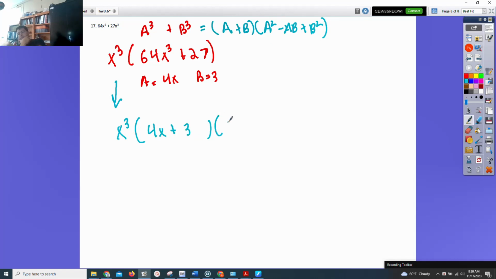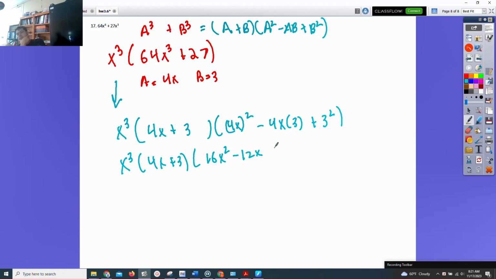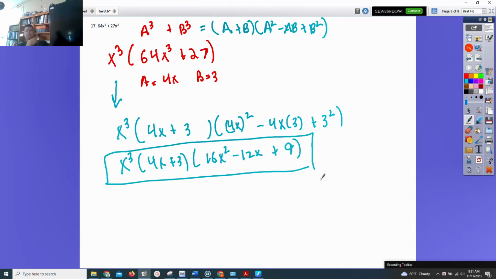Be careful here about squaring. It's a very common mistake for kids to just write 4x squared, no parentheses, and miss it. Minus 4x times 3 plus 3 squared. So we have x cubed out front, 4x plus 3. Then we have the imaginary solution, 16x to the second minus 12x plus 9. Complete factorization of number 17. And I didn't break a sweat because that stuff is easy peasy.